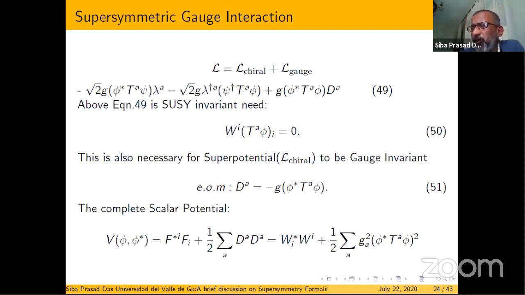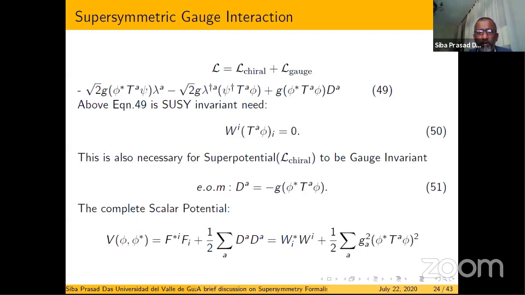Here you got the corresponding equation of motion for the D term of the gauge field. You got dA, which is minus G phi star Ta phi. So you remember that Ta is a parameter, the generator of the gauge group. So again, I reduced and got the equation of motion for the D field for the gauge criteria, and I found that D is also a function of phi alone.